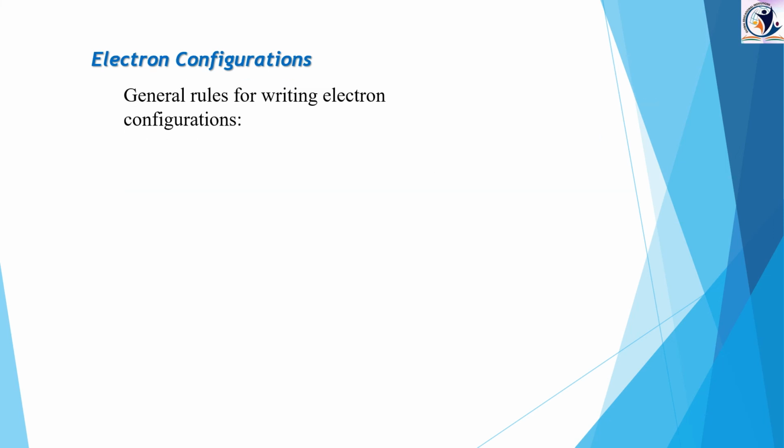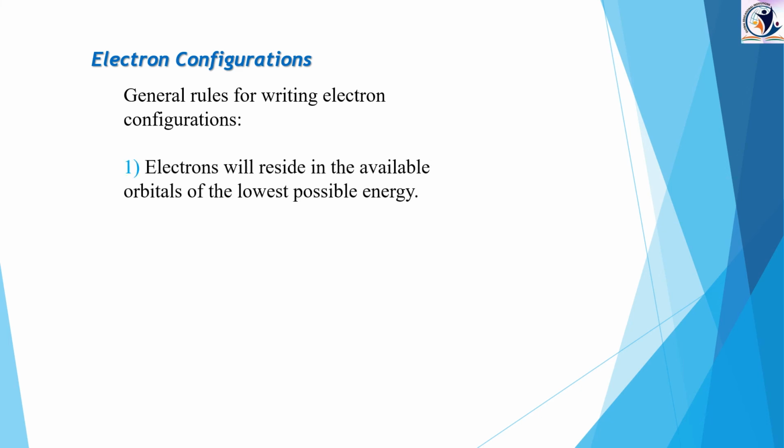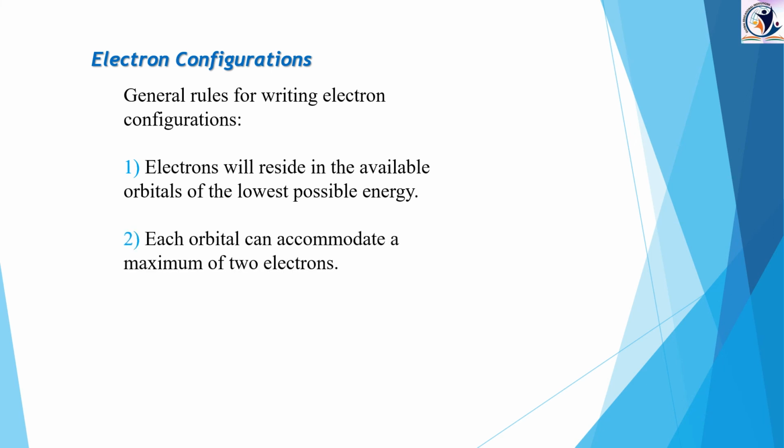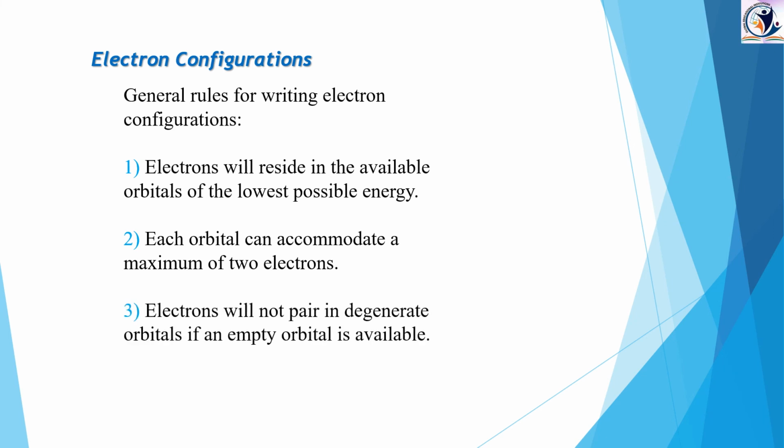Now, what are the rules for writing the electronic configuration? We have to follow some rules while writing electronic configurations. Let us see. Electrons will reside in the available orbitals of the lowest possible energy. Now, each orbital can accommodate a maximum of 2 electrons. Now, electrons will not pair in the degenerate orbitals if an empty orbital is available.